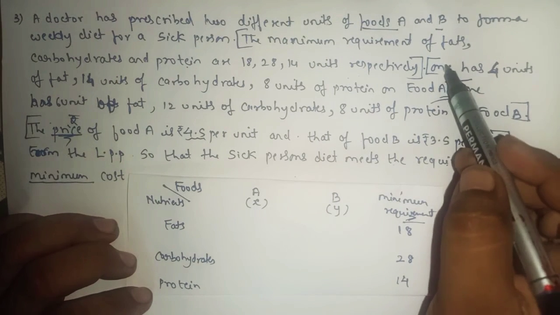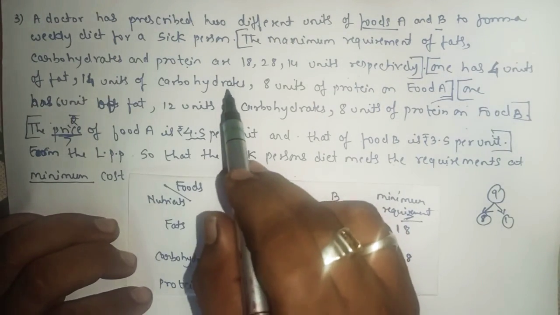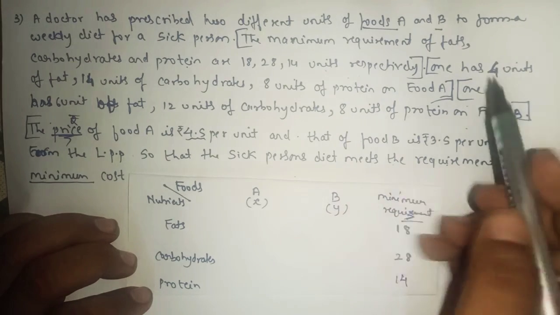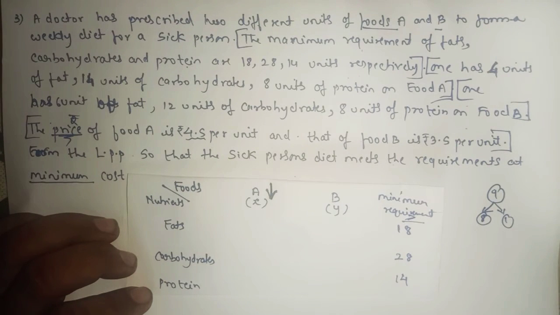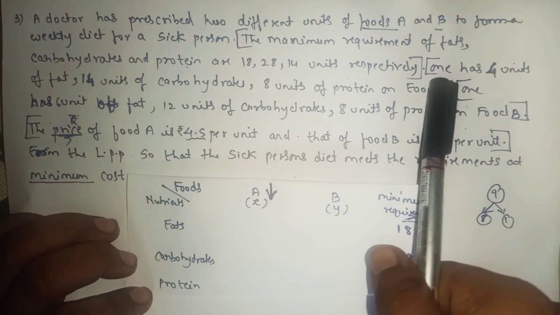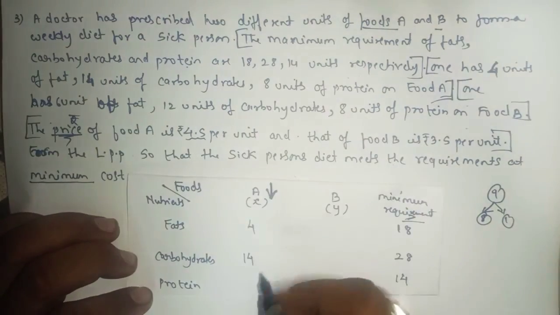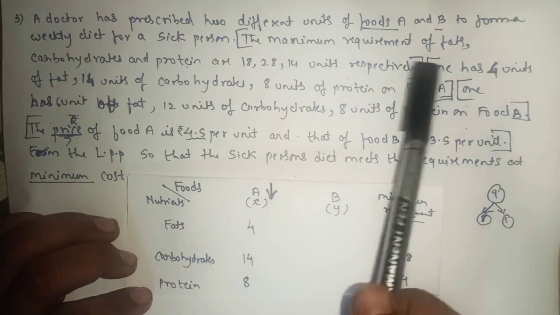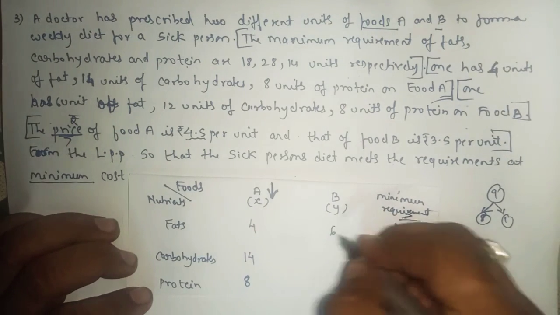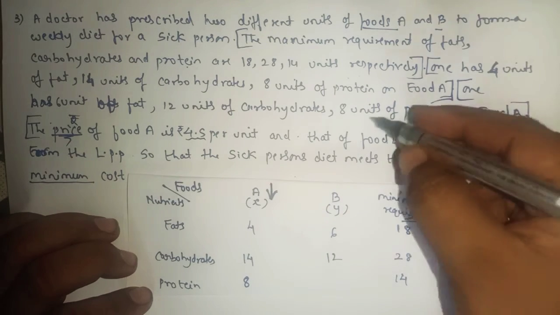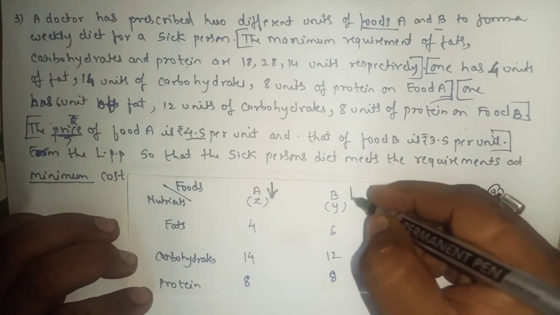After that, the next sentence says 1 ounce has 4 units of fat, 14 units of carbohydrates, and 8 units of protein on food A. So just focus on the first column, that is food A. Understood about the second sentence? The next sentence says 1 ounce has 6 units of fats, 12 units of carbohydrates, and 8 units of protein on food B. So food B is your second part.